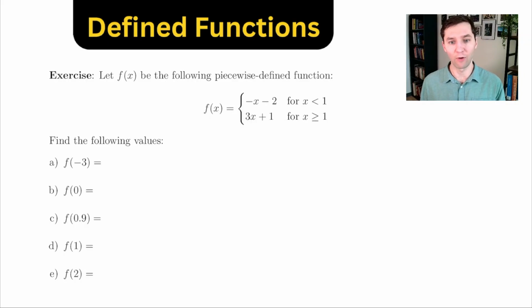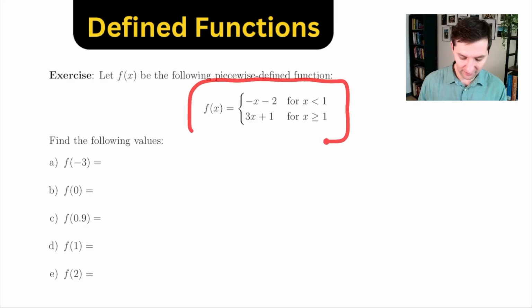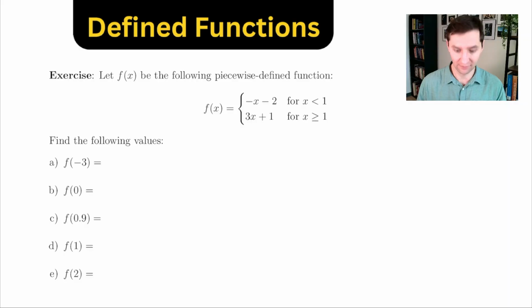Sometimes functions have one formula. Sometimes functions have more than one formula. Piecewise-defined functions are functions that have more than one formula. For example, this function has 2 formulas. Negative x minus 2, you use that formula for x less than 1. And you use 3x plus 1 for x bigger or equal to 1.